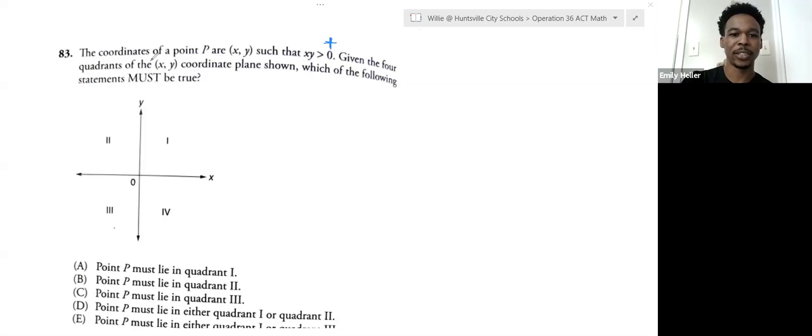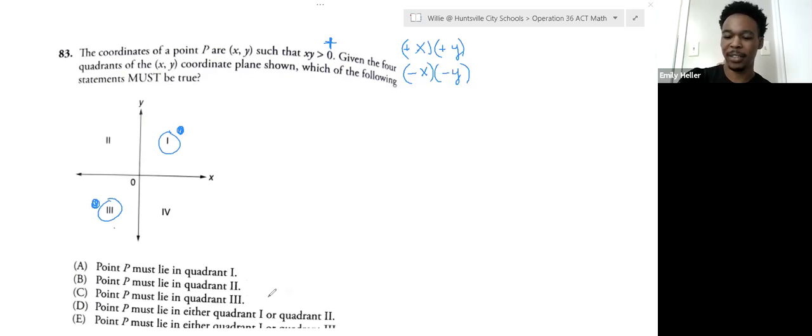Given the four quadrants, which of the following statements must be true? It says point P must lie in quadrant one. Well, for this to be positive, they both have to have the same sign. So I have a positive x and a positive y, or a negative x and a negative y. That's the only way I can get a positive product. When x and y are positive, that's in this quadrant, or they're both negative, that's in this quadrant. So it's got to be one of these. Point P must lie in quadrant one? Nope, not in two, not just in three.